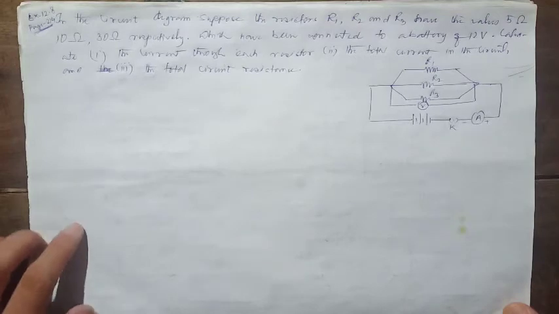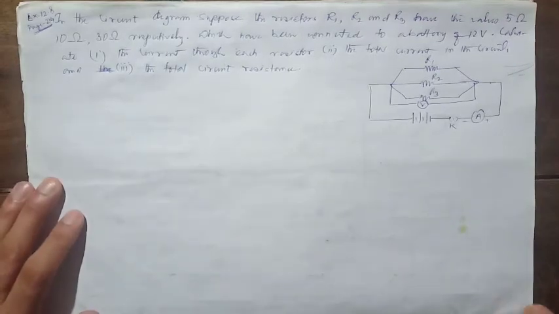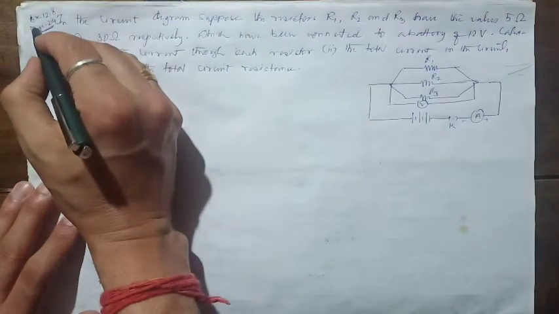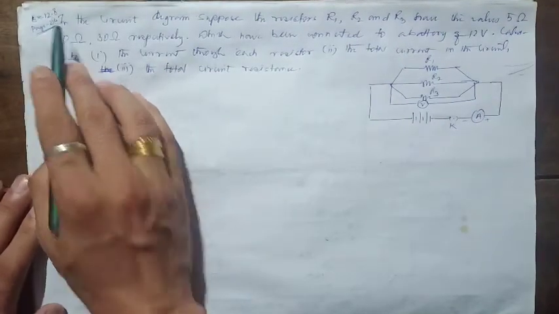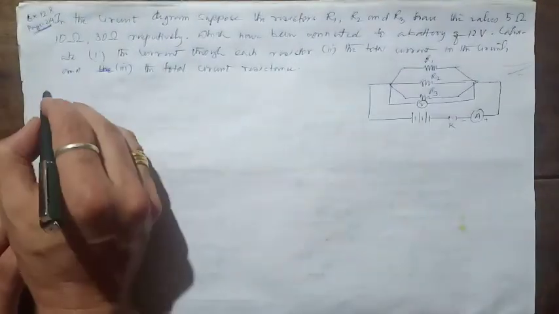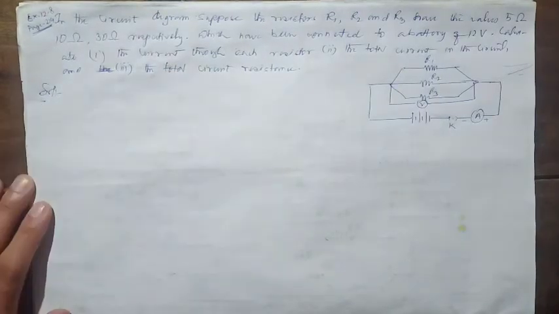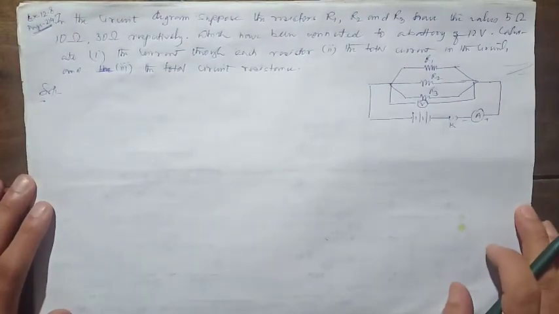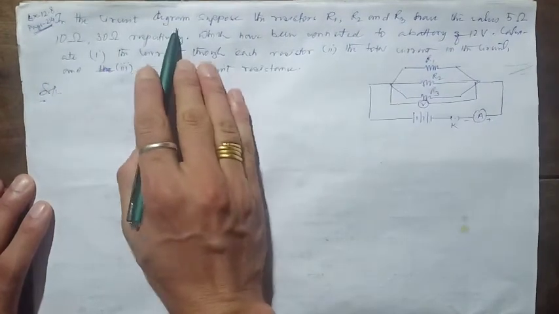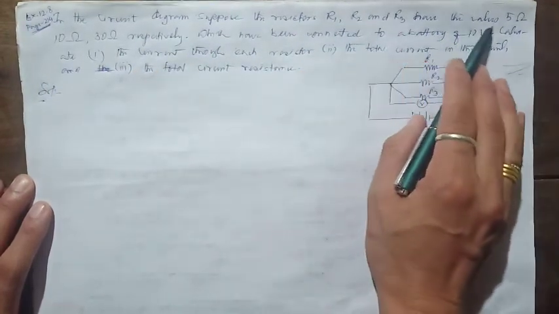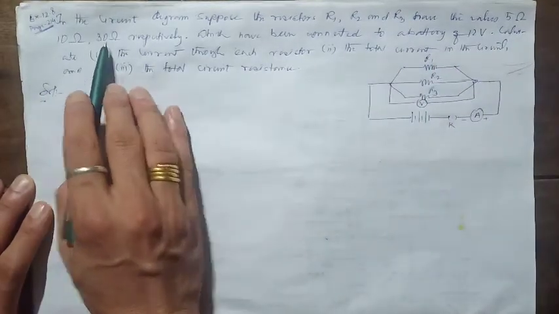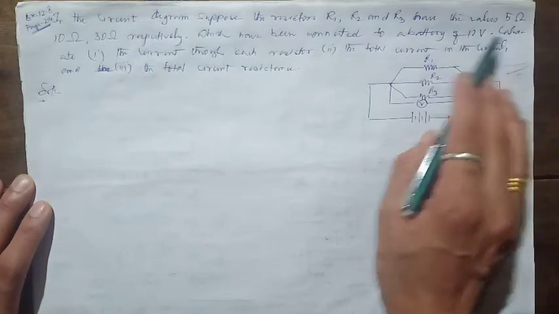Okay students, now let's move on. Let's see one problem from our NCERT textbook, page number 214, example number 2.8. So here is a problem. Let's read the problem first and try to solve this question. In the circuit diagram, suppose the resistors R1, R2 and R3 have the values 5 ohms, 10 ohms, 30 ohms respectively, which have been connected to a battery of 12 volt.